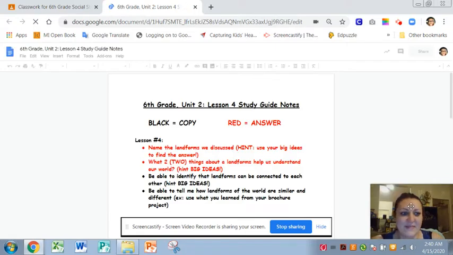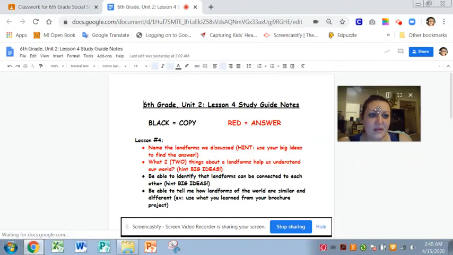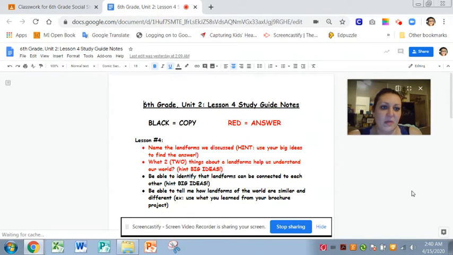Hopefully it works. All right. So we have 2 red and 2 black. So that means 2 copies and 2 answers. First 2 are red, so that means that they are answers. First one is name the landforms we discussed. Hint, use your big ideas to find the answers. Essentially, these are the 10 options that you had to choose from in order to do your research project for the brochure. They are found in your big ideas. They are listed, so you just need to locate those and answer that into your study guide.